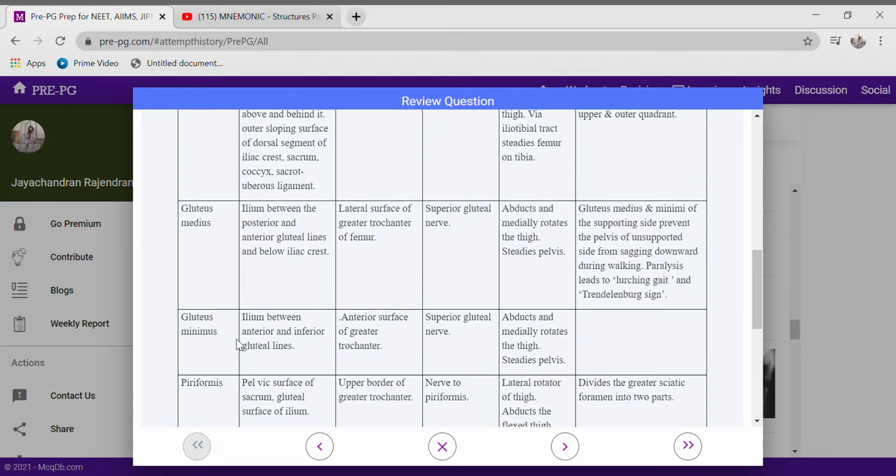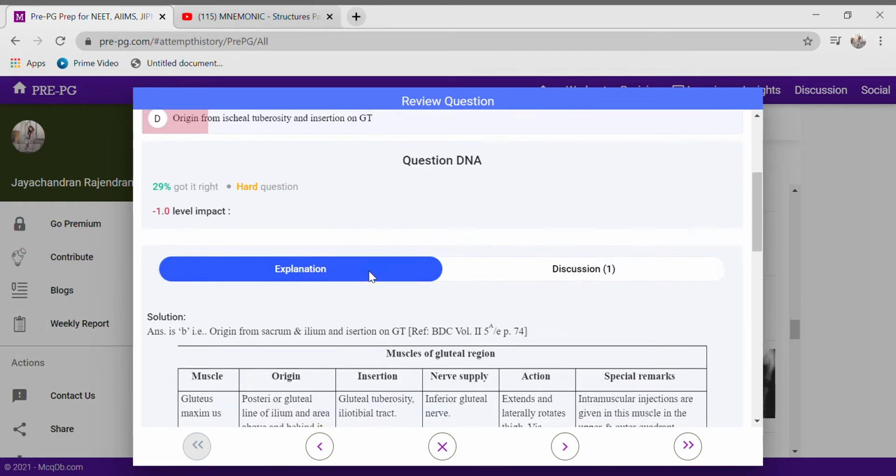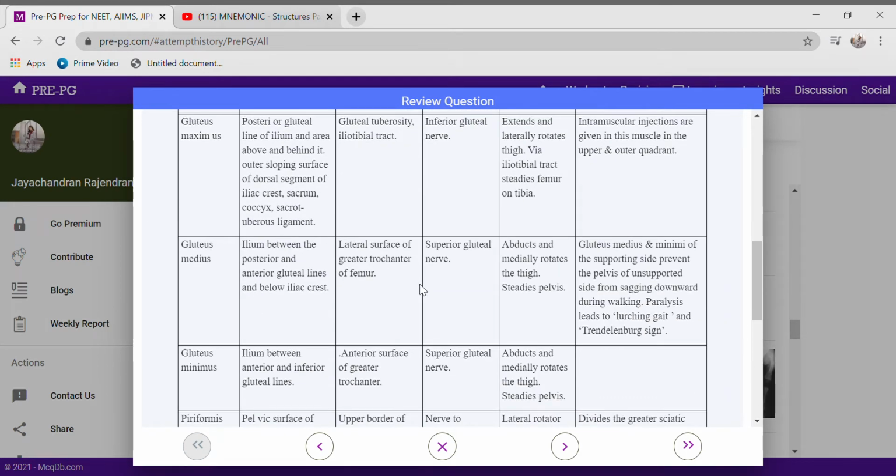Next is the gluteus medius. The gluteus medius origin is the ilium between the posterior and anterior gluteal lines, between the anterior gluteal line and the posterior gluteal line and below the iliac crest. It inserts into the lateral surface of the greater trochanter of the femur. So medius gets inserted into the lateral surface of the greater trochanter. We have both a greater and lesser trochanter, but on the lateral surface it gets attached.